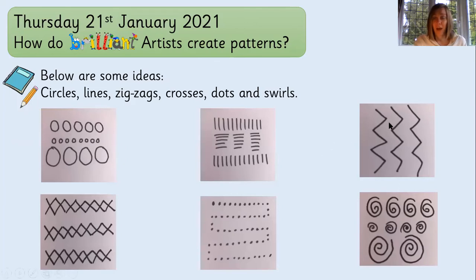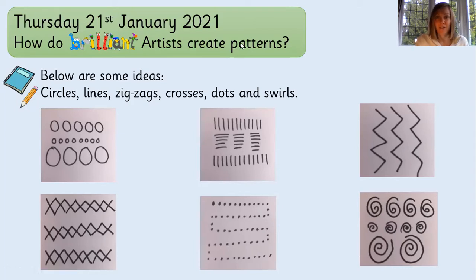You could have a go at doing zigzags as your pattern, a bit like the pillow that I showed you earlier. You could do crosses, dots. And look how I've displayed the dots. They're going in a swirly, zigzaggy pattern. Or you could even have a go at making some swirls. I've got some medium-sized ones, some tiny ones, and then some bigger ones.